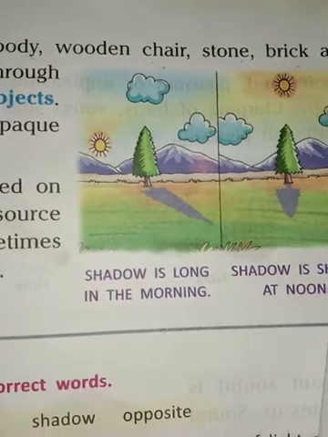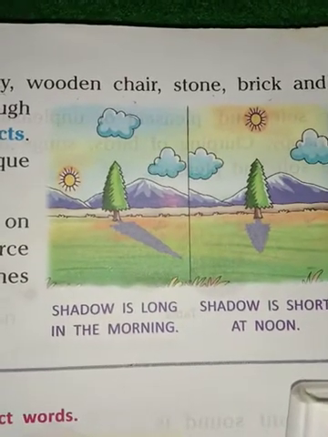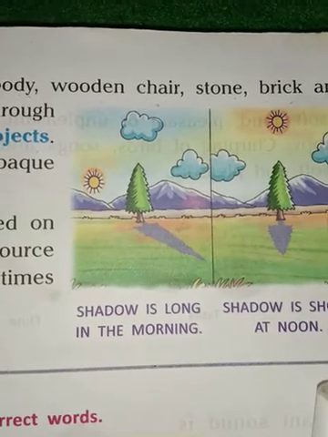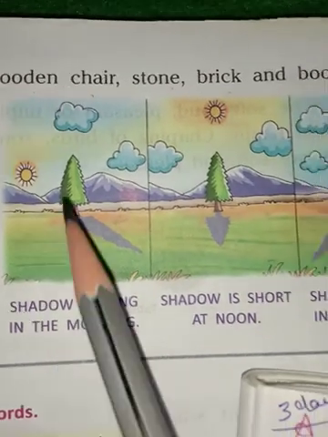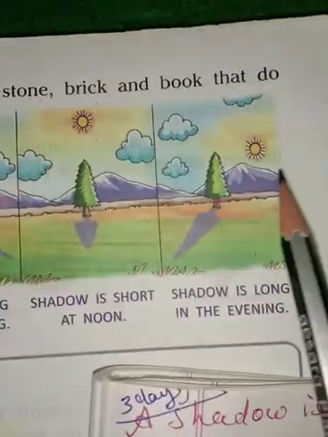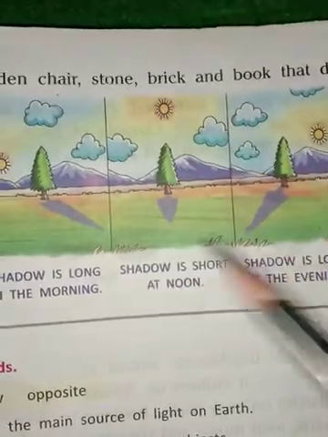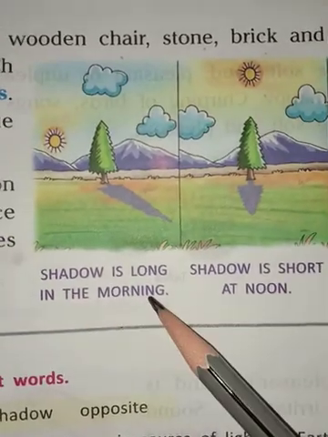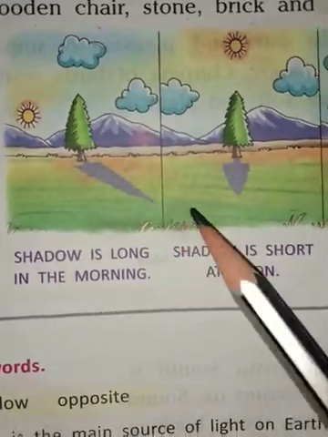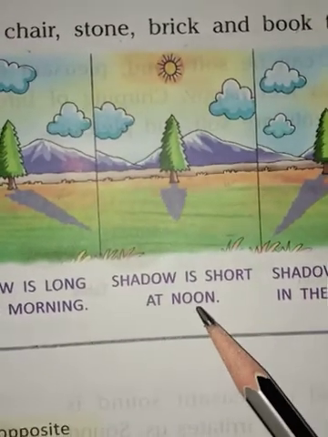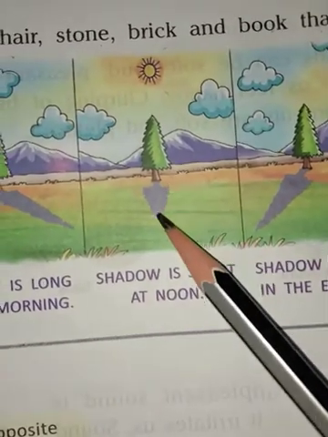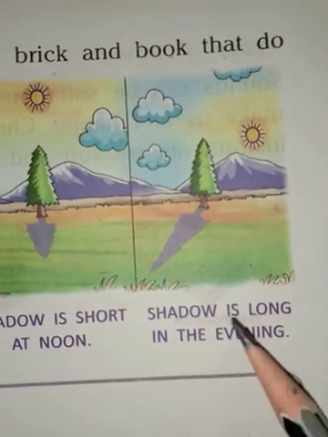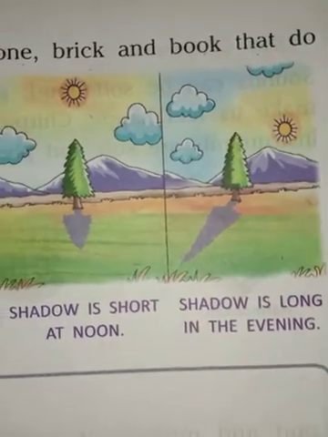Okay. Now the size of the shadow keeps on changing with the position of the sun. You can see here the shadow is long in the morning. Shadow is short at noon. Shadow is long in the evening.